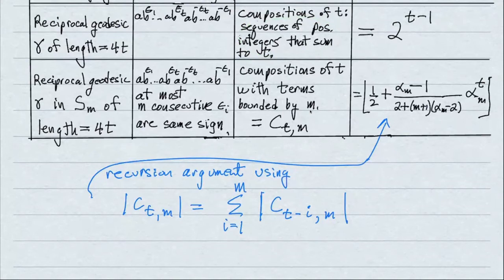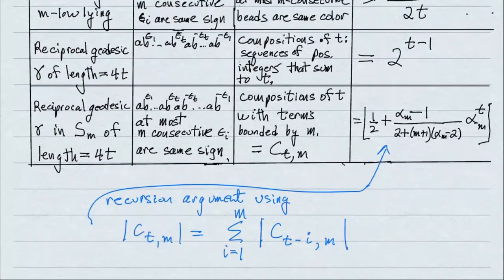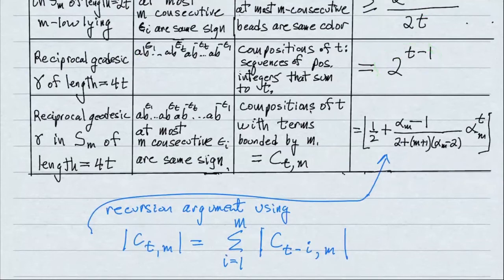Okay, the number of possible ones. So it's not a partition because order matters. Order mattered in these epsilons here. So order matters here, and that's why it's called a composition and not a partition of T. You count the number of these, and it turns out for reciprocal geodesics of length 4T, where all reciprocal geodesics have word length a multiple of 4, they're equal to 2 to the T minus 1.